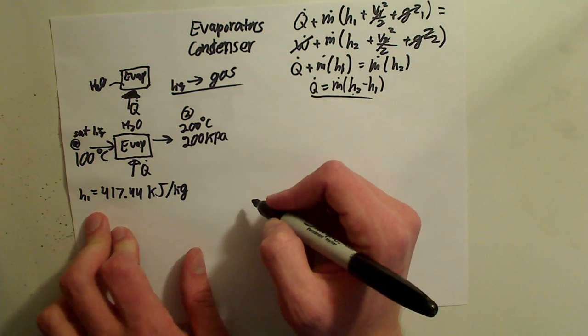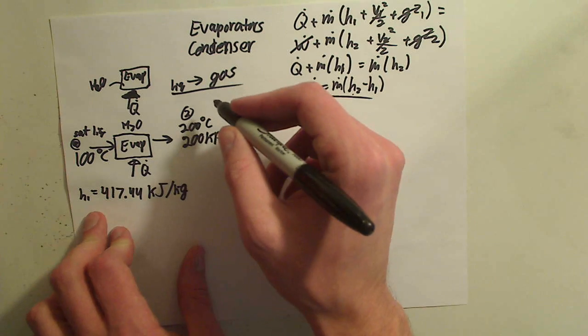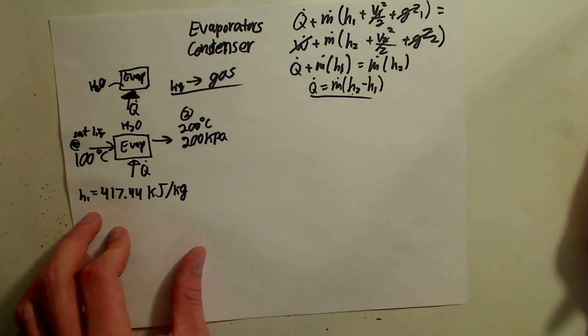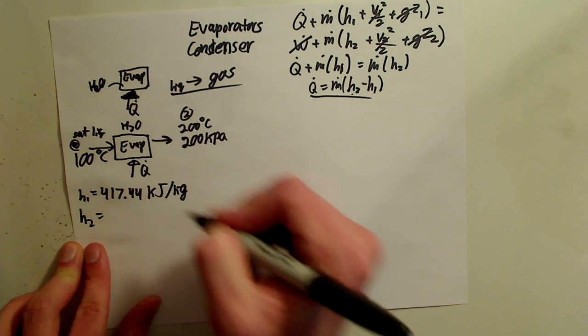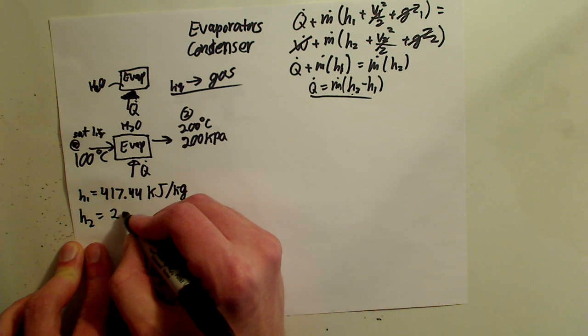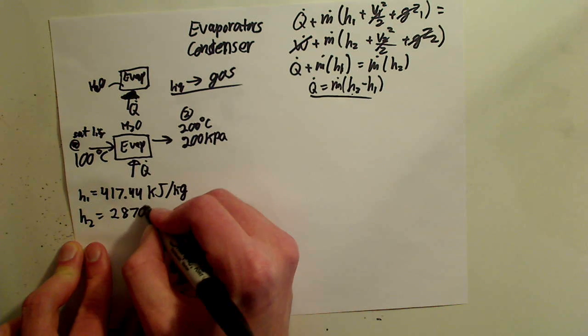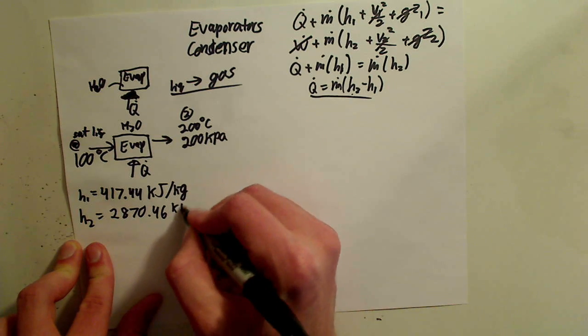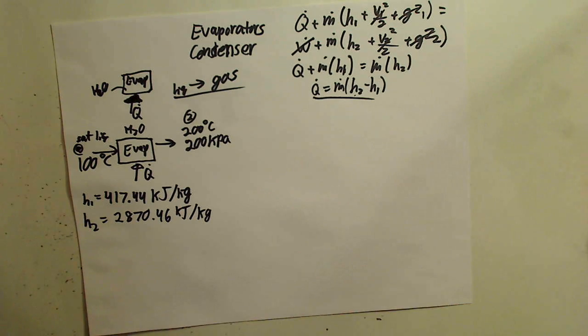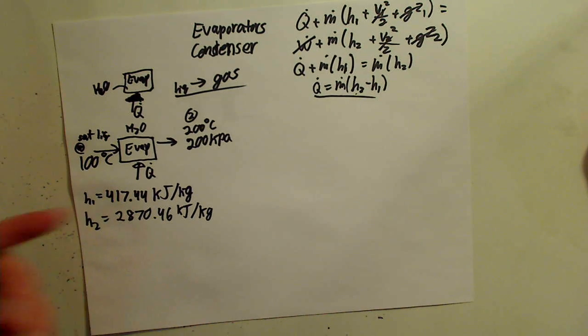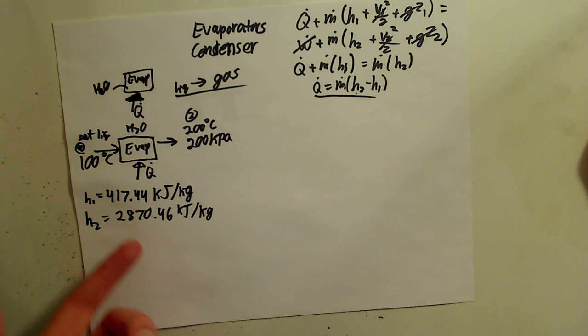And state 2, that's looking straight up in the table. The 200 degrees Celsius, 200 kilopascals, that's superheated gas. So H2, look that up in the book, and it's 2,870.46. I just want to make a quick note about the very big difference in scale between the inlet water, which is just liquid water, and the output water, which is steam and has a lot more heat, a lot more energy. So it has a significantly higher enthalpy here.